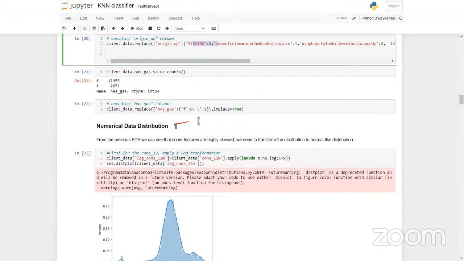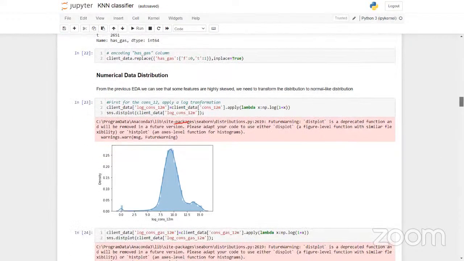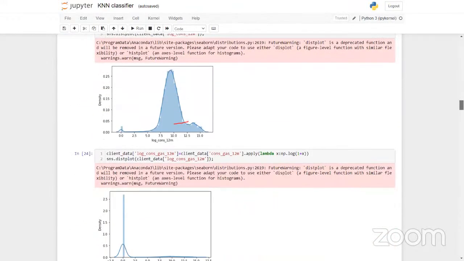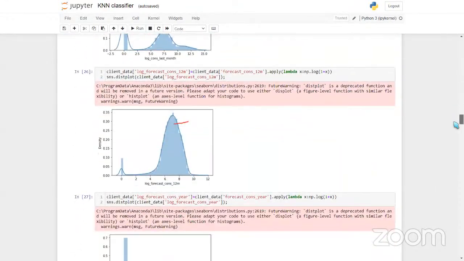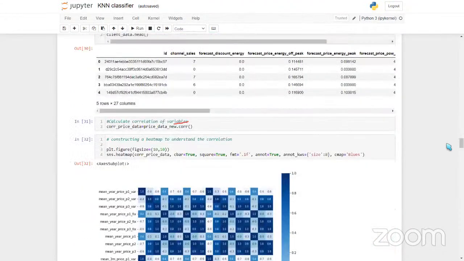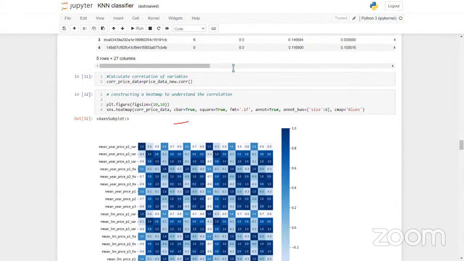Okay, gas type we are doing the same way, and for the numerical distributions we are trying to find out whether they have a normal distribution or not. If they are not normal, we are trying to convert them using transformation methods, log transformation methods. Now we have gotten this.